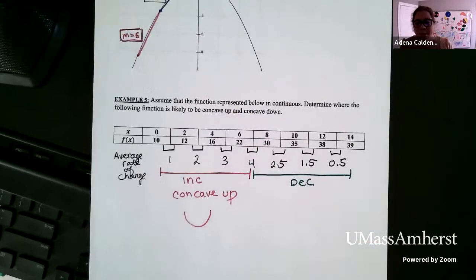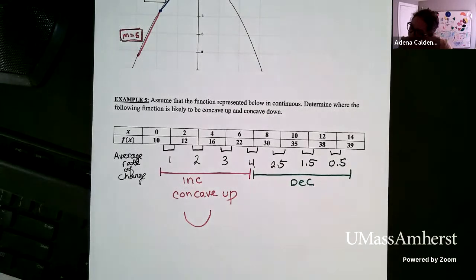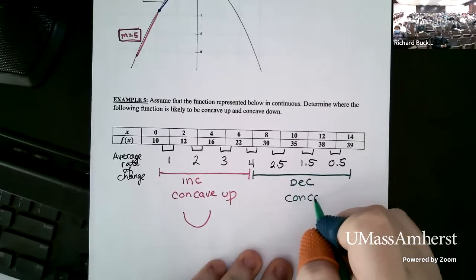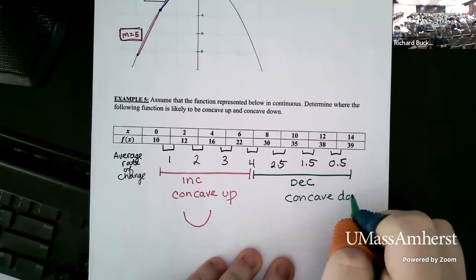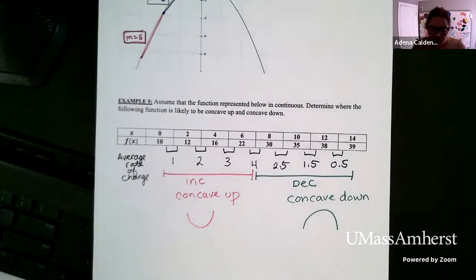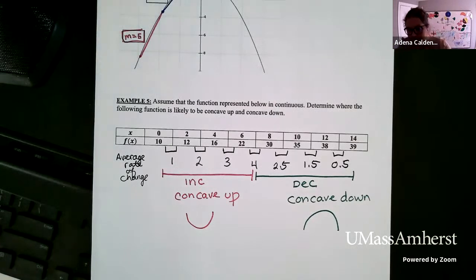Our function, we expect it to be concave up, right? It bends upwards. But then it's going to turn around. And from 7 to 14, we will be concave down, because those average rates of change are decreasing. So that creates that downward bend.